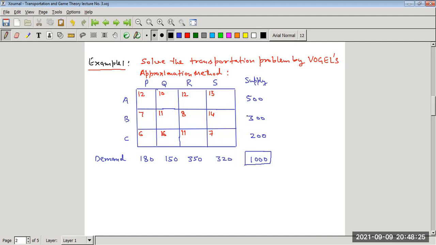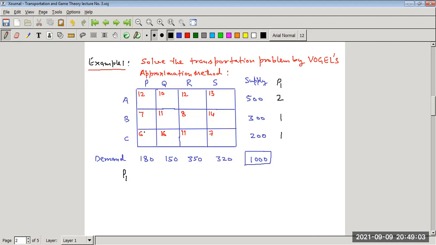Now, if the problem is balanced, then what do we do? We calculate the penalty. We denote this penalty P1. How can we calculate the penalty? The row minimum is 10, the next minimum is 12, 12. So we can take any one of them. What is the difference between 10 and 12? So the penalty is 2. Now come to this row. Minimum is 7, next minimum is 8. The penalty is 8 minus 7, 1. Minimum is 6, next minimum is 7. Penalty is 1. Now come to the columns.